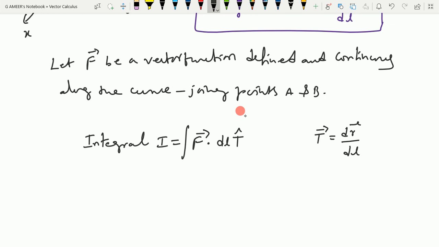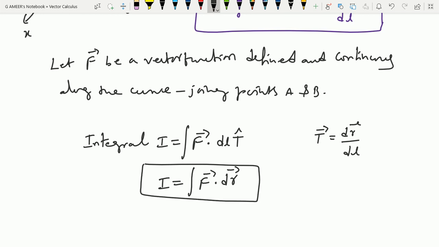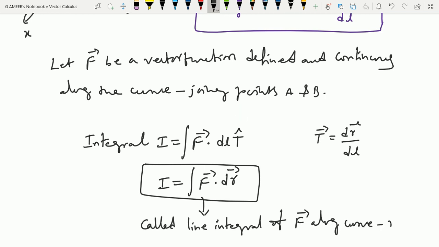We know that T is equal to dr upon dl. So from here I can write I as the integration of F dot dr. This is important for us: F dot dr. This is called the line integral of F along the curve C, the curve which is defined as r is a function of t. That integral is important for us.